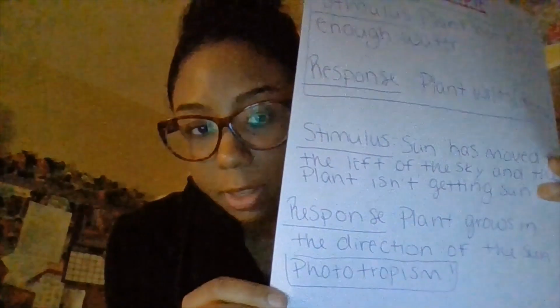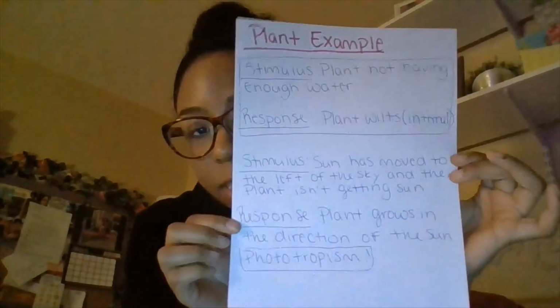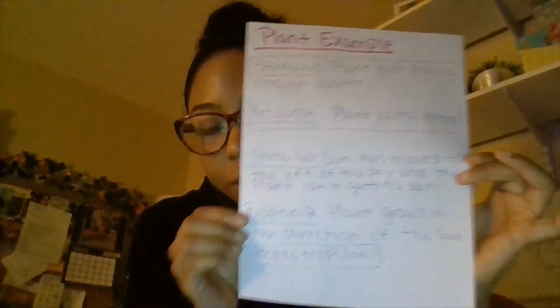So I have my paper here, the one that I was writing on. The stimulus is that the sun has moved to the left of the sky and the plant isn't getting enough sun. And then as a response to that, the plant grows in the direction of the sun, and that's going to be phototropism. So I'll make sure to have this page and my other pages attached so that you can look at them after you watch the YouTube video.